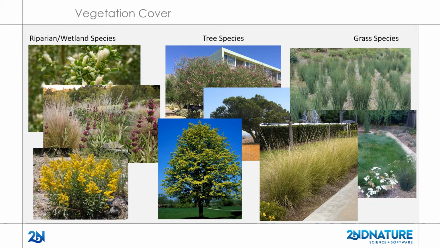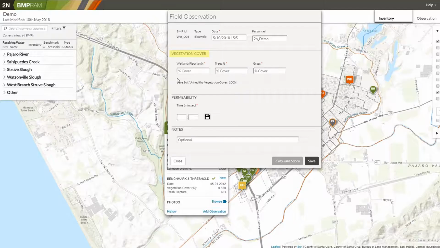This list of plant species is non-exhaustive, and BMPs will most likely contain many different species of plants. Use your best judgment when determining the percentage of each plant group. Once vegetation types are determined, enter the percentages in the mobile application form to the nearest 5%. The tool will automatically calculate the percent of bare soil.